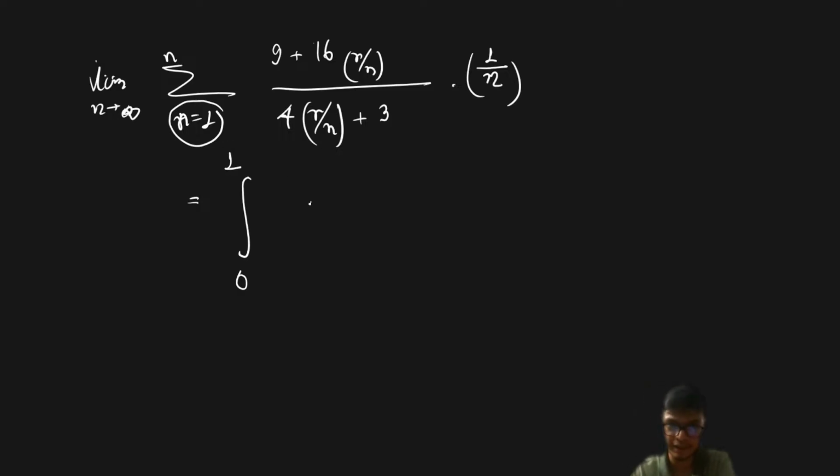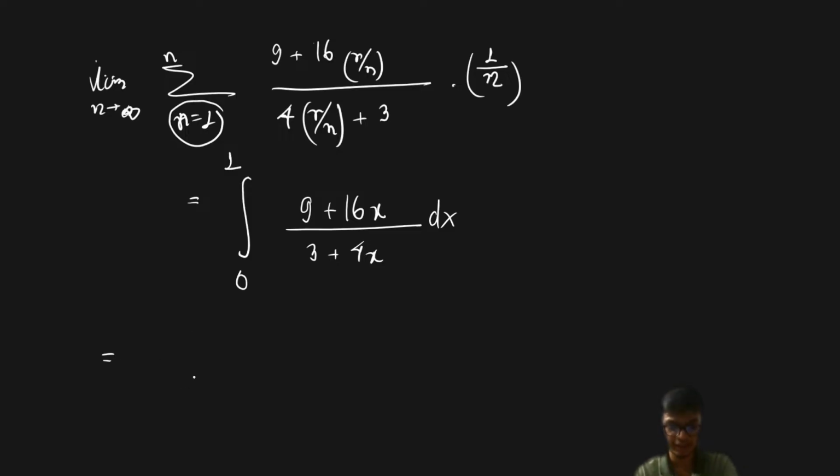So therefore we can write this as, and in place of r upon n, we will simplify with x, that is going to be (9 plus 16x) divided by (3 plus 4x), and then 1 upon n will become dx. So therefore, this gets simplified and it's solved in terms of a definite integral problem.